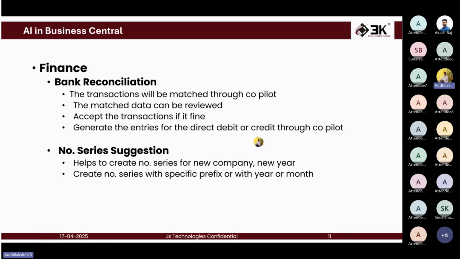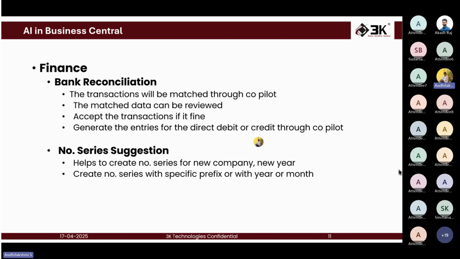The next function is with respect to number series suggestion. Obviously, this is an activity which we do every year, wherein a new number series has to be generated. So here again, there is a Copilot functionality where we can create the number series with respect to the new year or a new company. On that suggestion, we can just click to say I want to create it for a new year. It looks into all the modules we have already configured, and it suggests the number series for the next year.